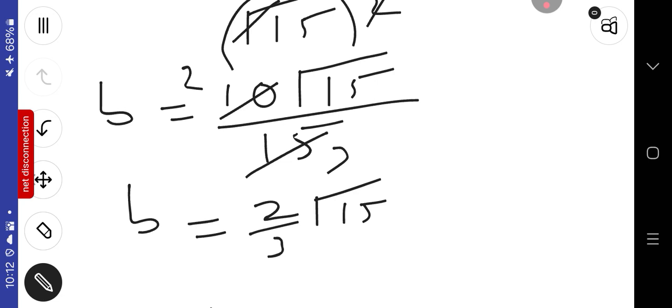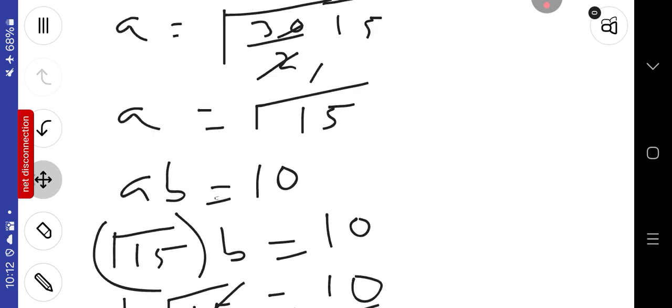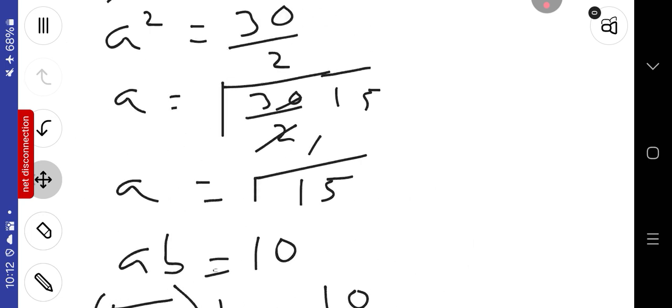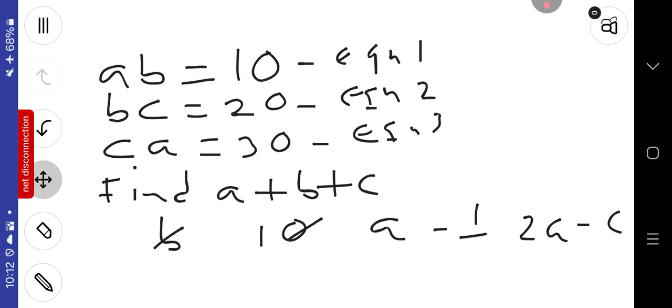Now we know the value of b and the value of a. Do you get me? So we can use b or a to find the value of c. Do you get me? Now I am going to use a to find the value of c. Now let's go back to our equation.